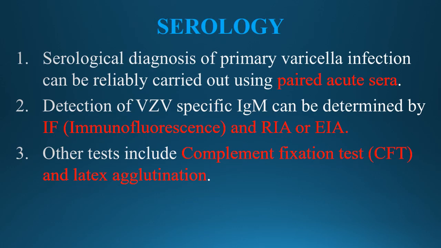Serological tests: primary varicella infection can be reliably diagnosed using paired acute and convalescent sera. Detection of varicella zoster virus specific IgM can be determined by immunofluorescence and capture radial immunoassay or enzyme immunoassay. Other tests include complement fixation test and latex agglutination.